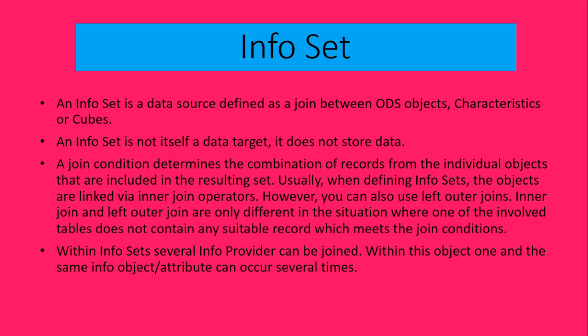Within an InfoSet, several info providers can be joined. Within this object, one and the same info object or attribute can occur several times. So the basic difference between InfoSet and multi-provider is that multi-provider is based on union operation and InfoSet is based on join operation. However, they both depend upon the info providers, which are ODS objects or DSO and characteristics, or InfoCube.